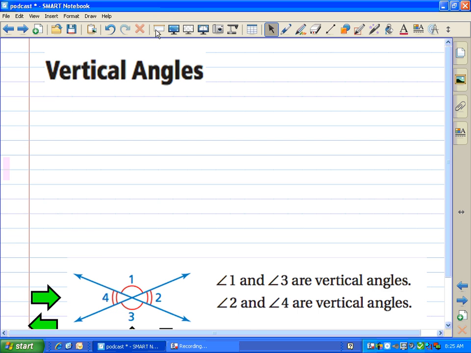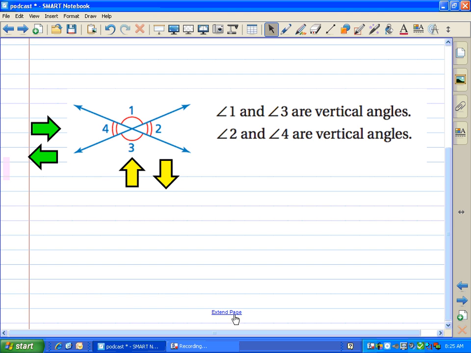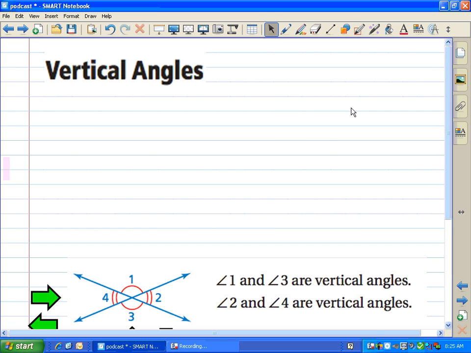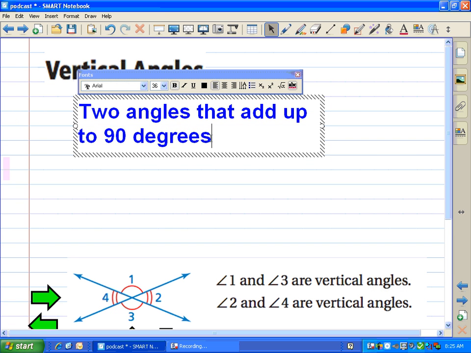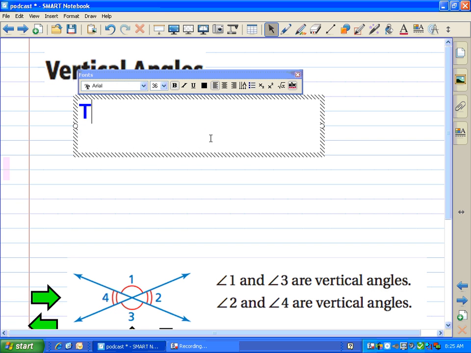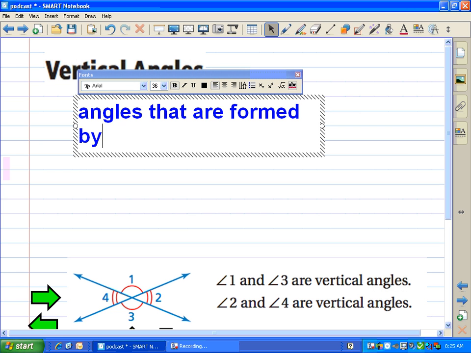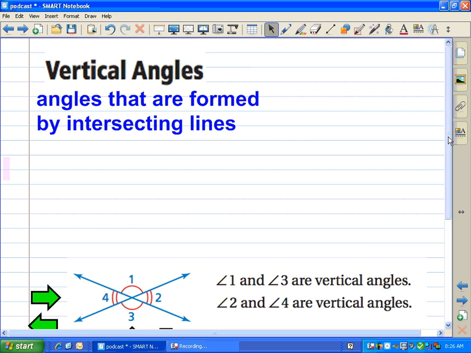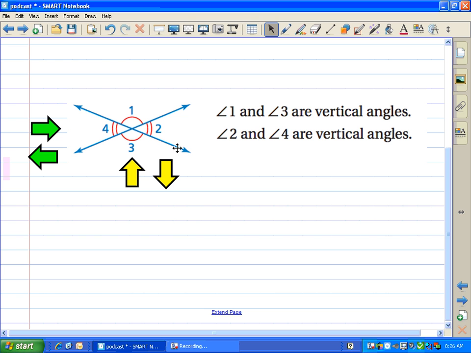Alrighty, vertical angles. First thing you should notice is that you have intersecting lines. Car crash. Intersecting lines. So I'm going to write up here, angles that are formed by intersecting lines. So that's the first thing I know about vertical angles. They're angles that are formed by intersecting lines.